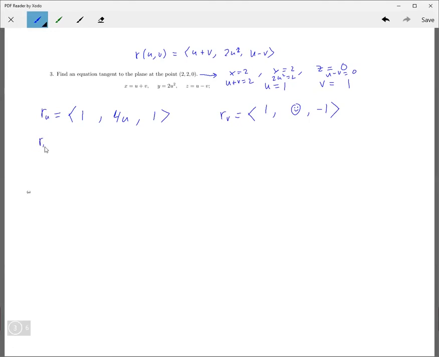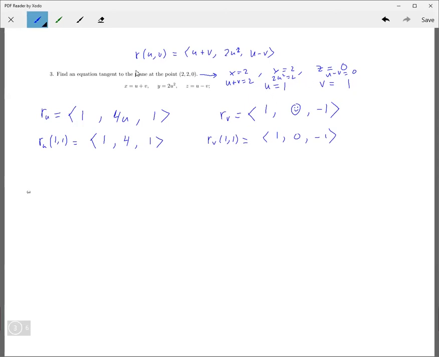Now you're going to plug in 1, 1, so you let u equal 1 and v equal 1. You just get that, and then this is still the same. You would plug it in here, but it's just going to still be the same. So these are 2 vectors that are tangent to the surface at this point.